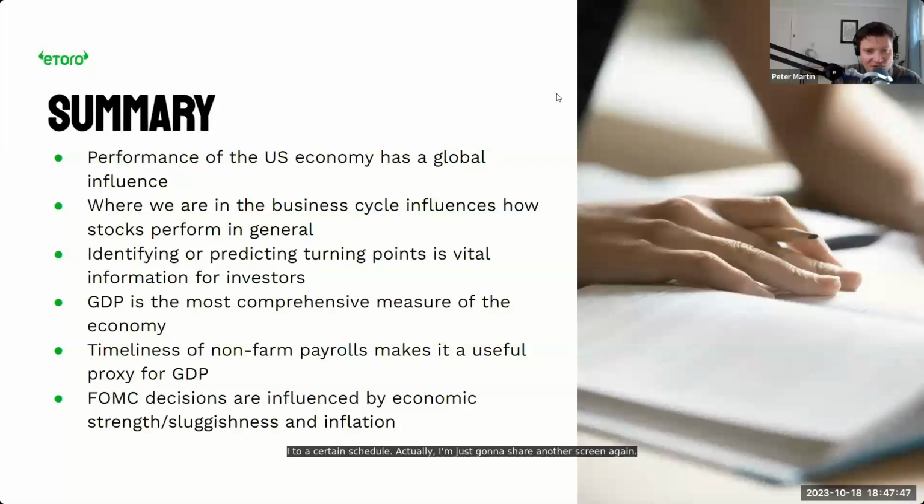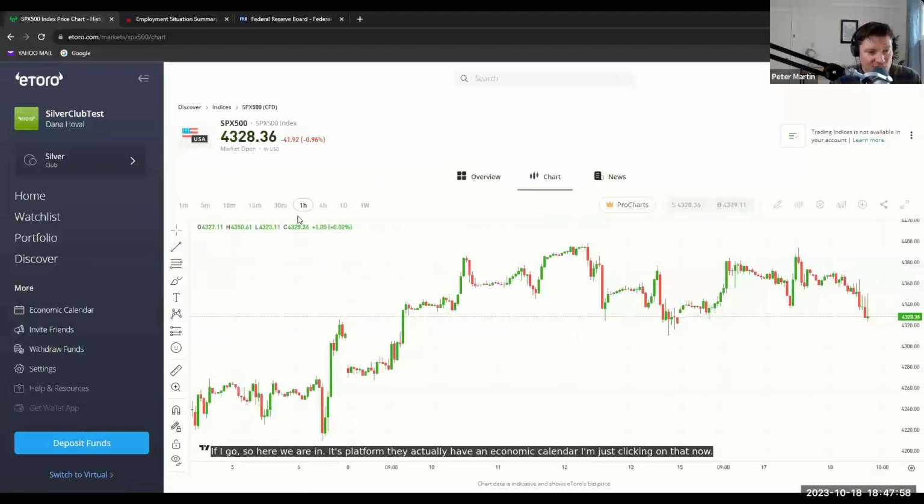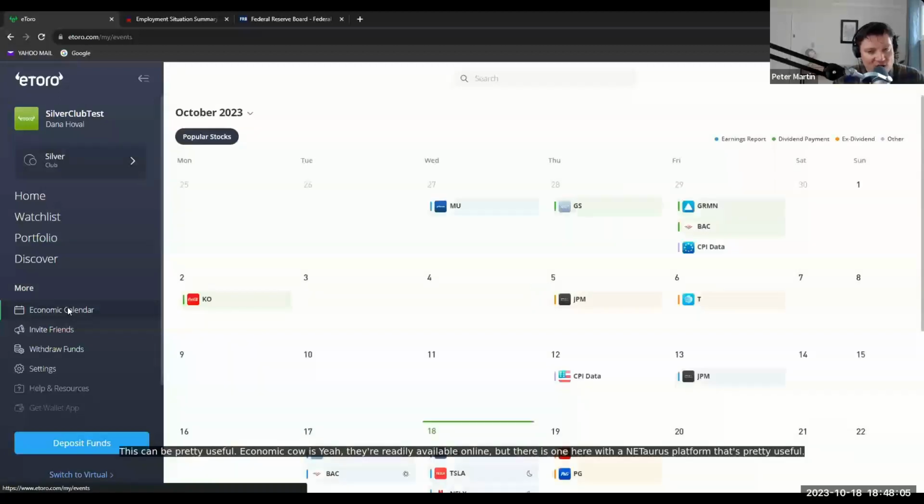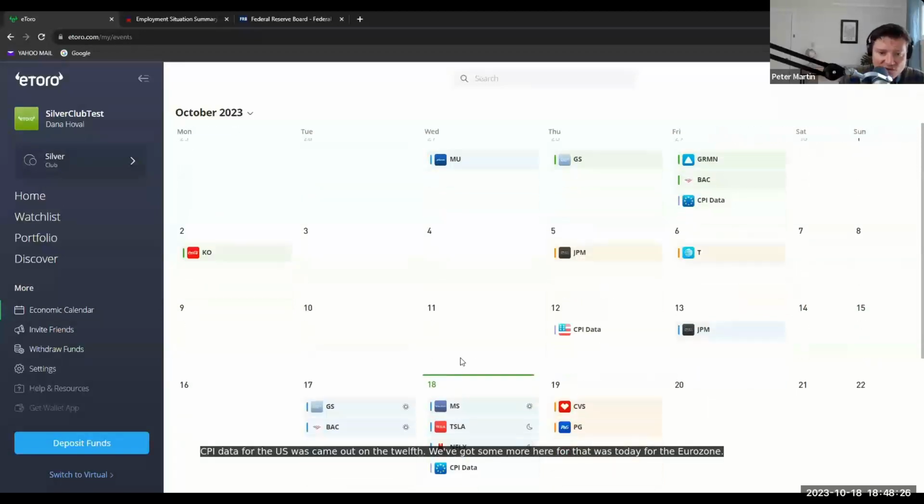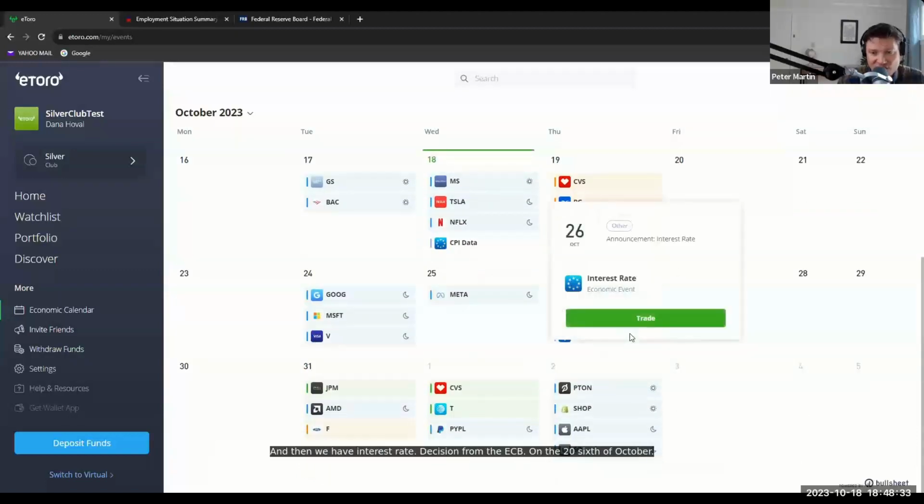Actually, I'm just going to share another screen again, if you bear with me a second. So here we are in eToro's platform. They actually have an economic calendar. I'm just clicking on that now. And this can be pretty useful. Economic calendars are readily available online, but there is one here within eToro's platform that's pretty useful. You can see that it's got earnings reports listed for October. But we can also see, for example, Eurozone CPI data at the end of September, and then CPI data for the US came out on the 12th. We've got some more here that was today for the Eurozone. And then we have the interest rate decision from the ECB on the 26th of October.